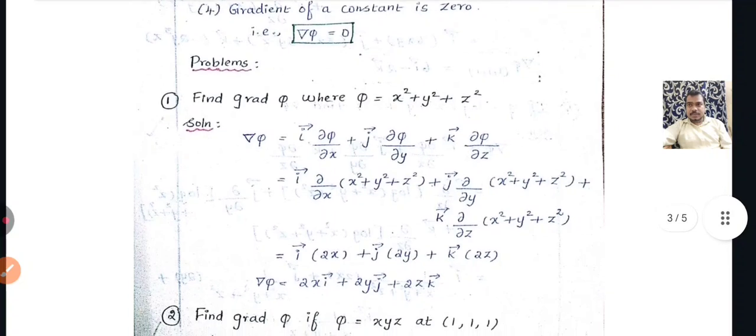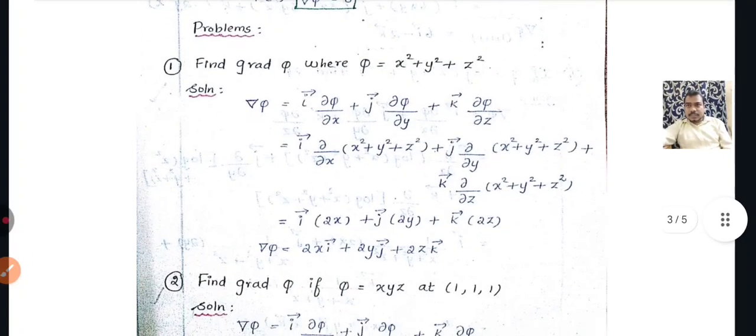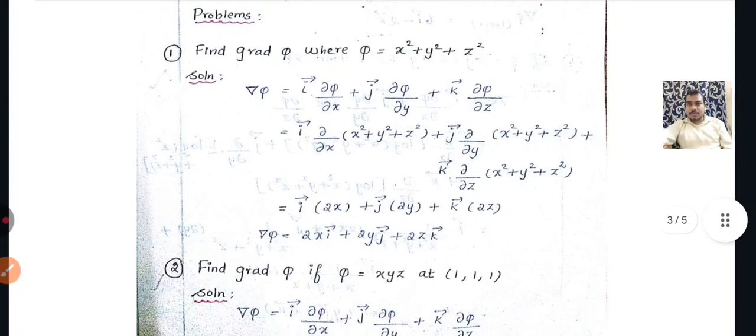Let us see one example problem. The question is, find grad pi where pi equals x squared plus y squared plus z squared. Solution: del pi is written as, that is the formula, gradient of pi is i vector into dou pi by dou x plus j vector into dou pi by dou y plus k vector into dou pi by dou z. So i vector into dou by dou x of pi, whose value is x squared plus y squared plus z squared.